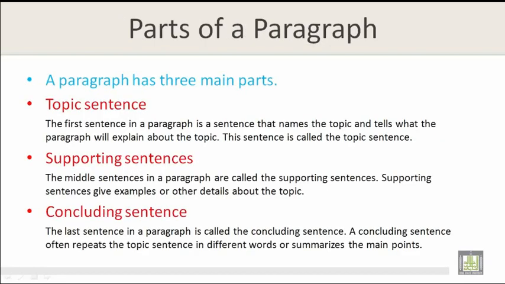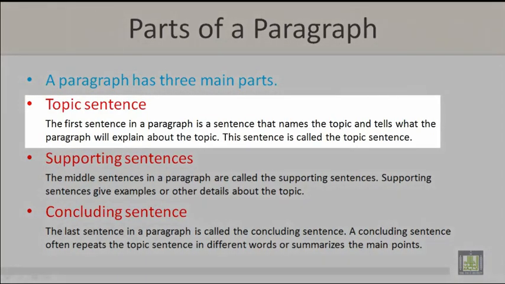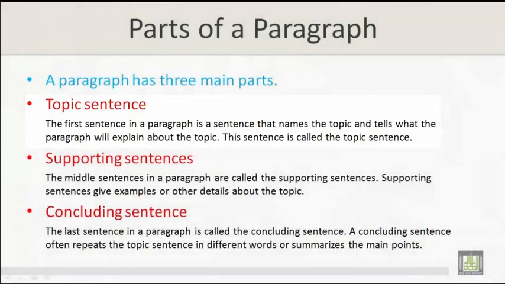A paragraph has 3 main parts: the topic sentence, the supporting sentences, and the concluding sentence. Let's take a look at the topic sentence. The first sentence in a paragraph is a sentence that names the topic and tells what the paragraph will explain about the topic. This sentence is called the topic sentence.